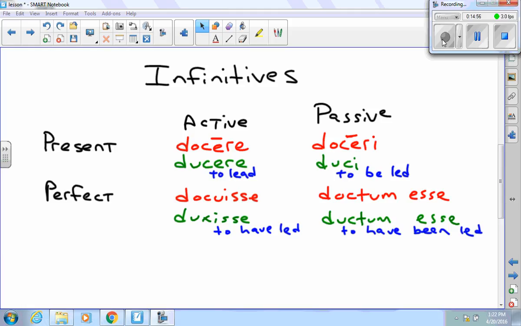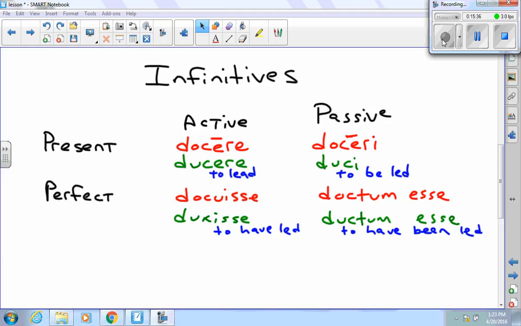Translations for the present active, to lead. For the perfect active, I have the isse, and that is to have led. To make it passive, for the ere, are, ire verbs that have macrons, I'm just going to take off the E and add an I like I did with doceri. If it's the third conjugation, I need to take off the ere and add an I. So for the present passive docerī, and for present passive duci, it's to be led. Perfect passive infinitive, not a problem. Use that perfect passive stem and add esse. And translation, to have been led.